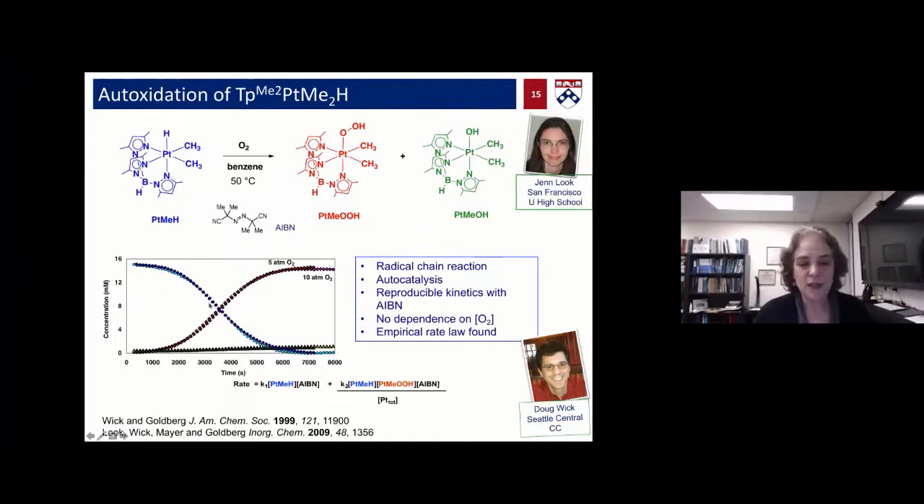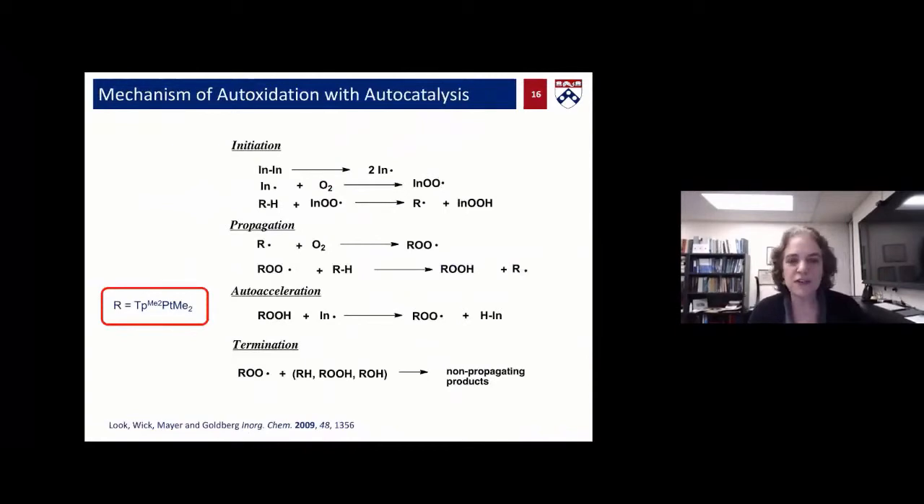And really what we found in this case is that we have a radical chain reaction. There's no dependence on oxygen. You can see here 5 or 10 atmospheres. We can find this empirical rate law as shown here. What we found through these studies is really that these reactions are very similar in many ways to organic oxidation.